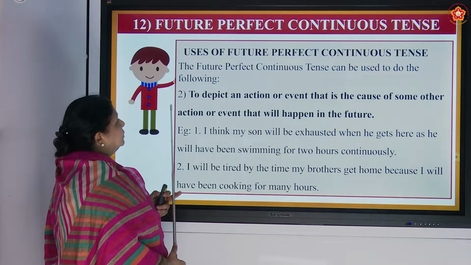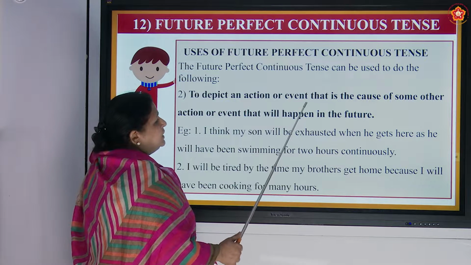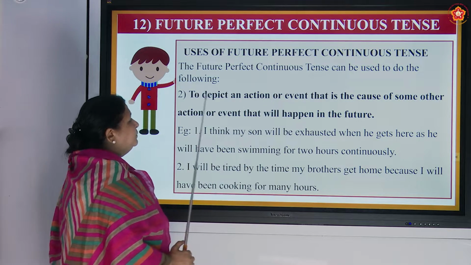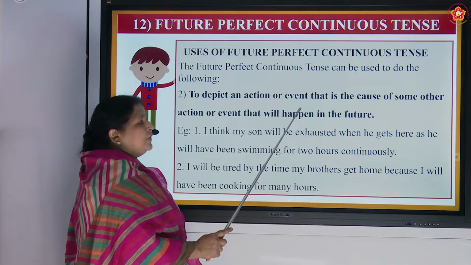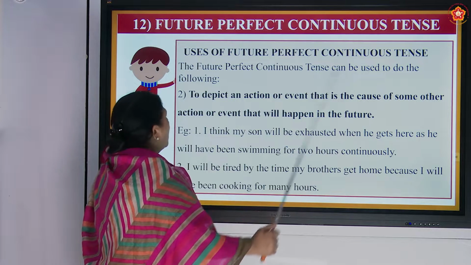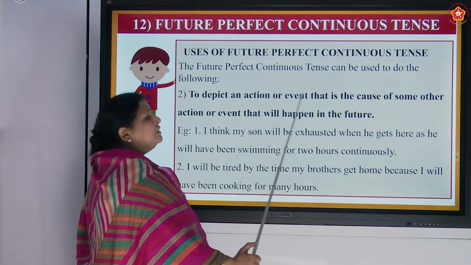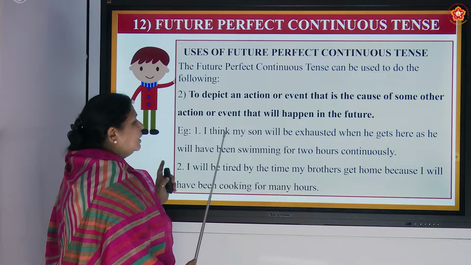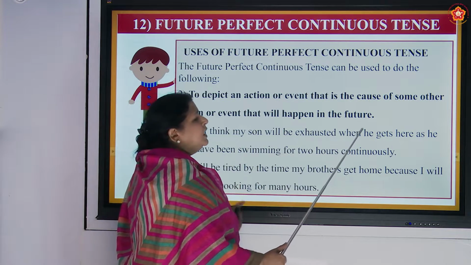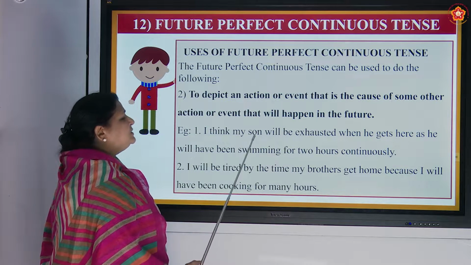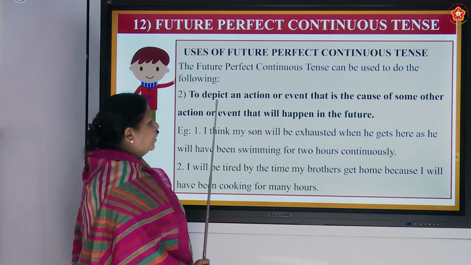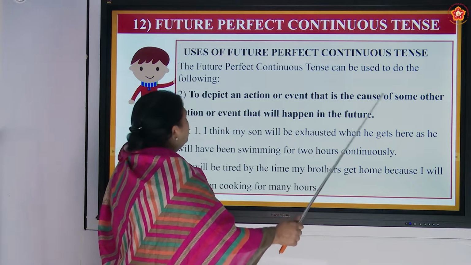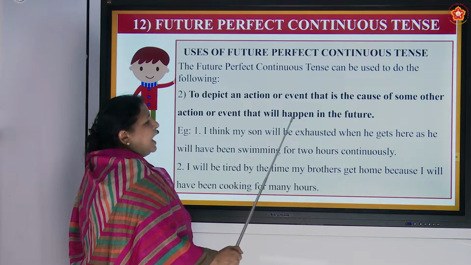Then the second thing, to depict an action or an event that is the cause of some other action or event that will happen in the future. Okay. Now see the example, you'll understand. I think my son will be exhausted when he gets here as he will have been swimming for 2 hours continuously.